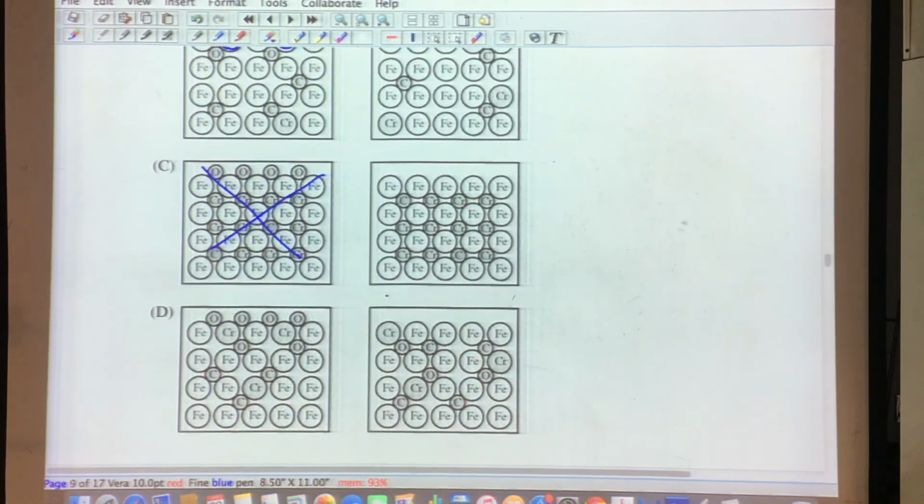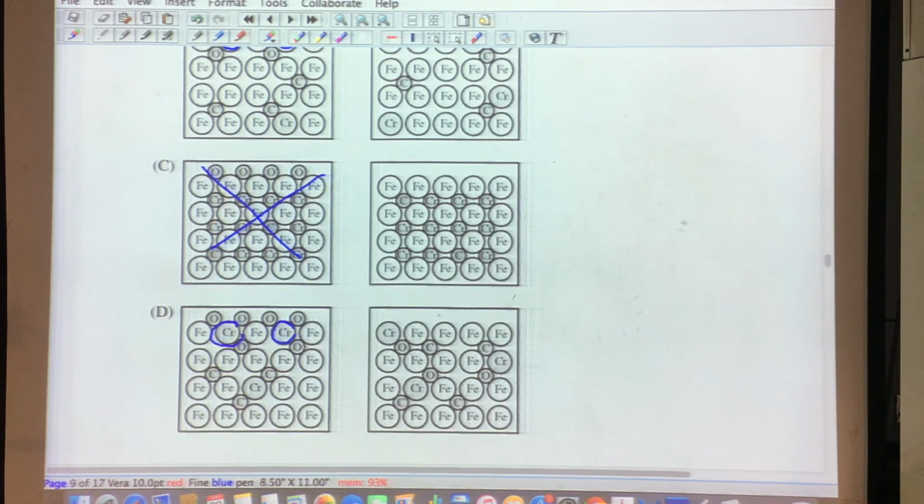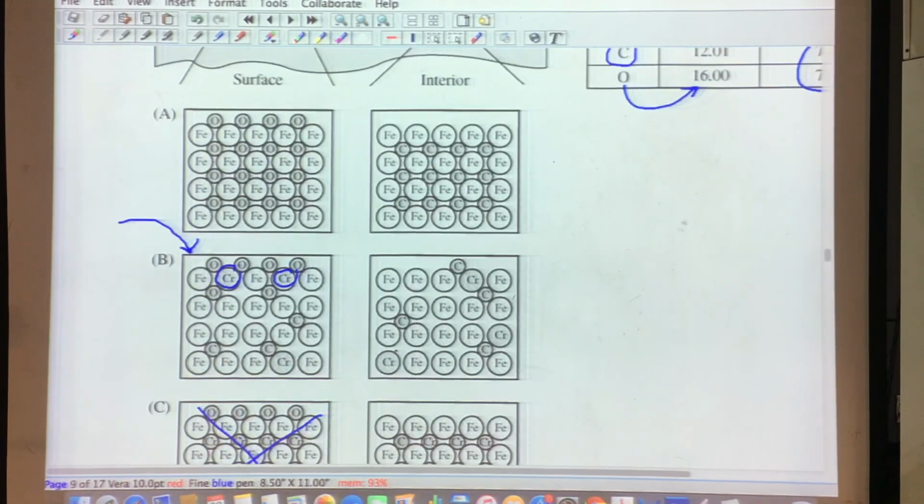So if you look at where else we have a nice possible answer, D, here's chromiums, and here's the oxide layer, and that's a possibility, but you notice on the inside, this right here, we're seeing oxides. So if you see the inside layer having oxides, that makes no sense because the oxygen can't get inside the metal. So C and D go bye-bye. And if you notice, A isn't showing any chromiums in the surface layer. So B is the best answer.